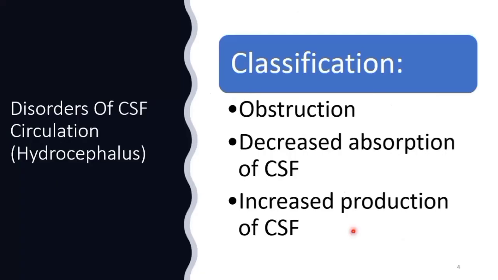Okay, now come to the second point, decreased absorption of the CSF fluid. When there is an infection like meningitis, encephalitis, or TORCH infection, there will be decreased absorption of the CSF. If there is arachnoid villi hypoplasia, there will be decreased absorption of CSF as well. Now, increased production of CSF is mainly due to CSF-producing tumors like choroid plexus papilloma.